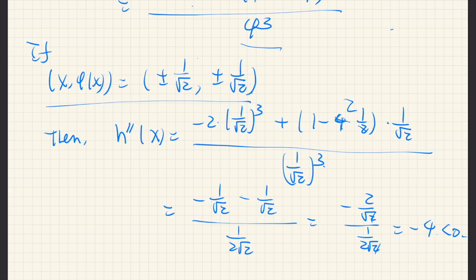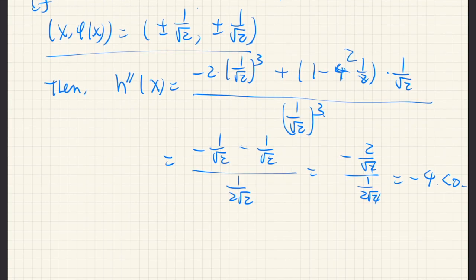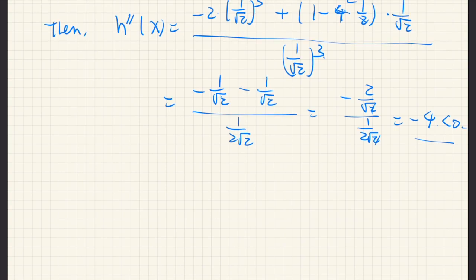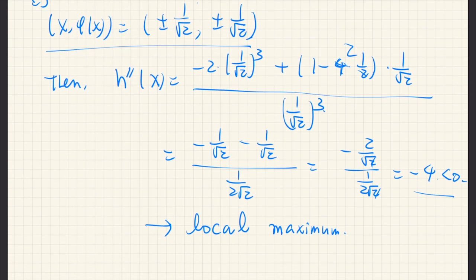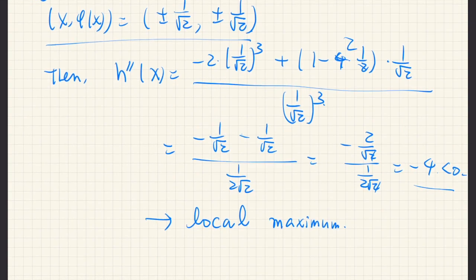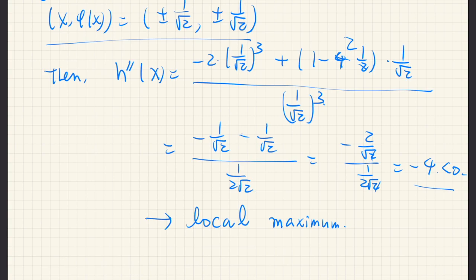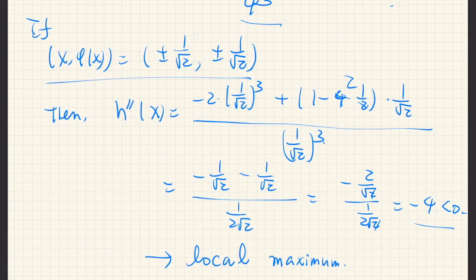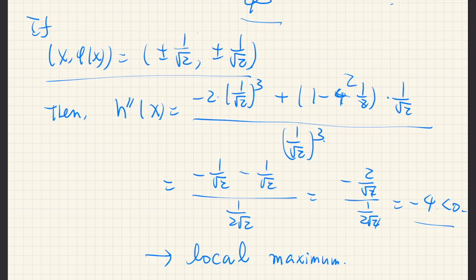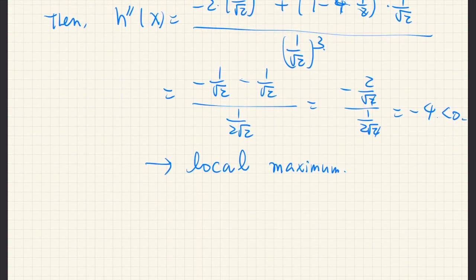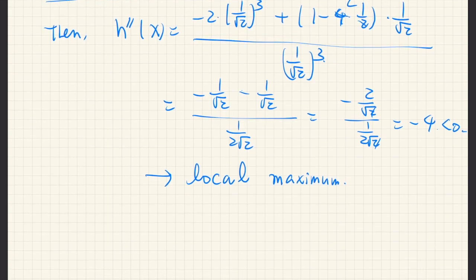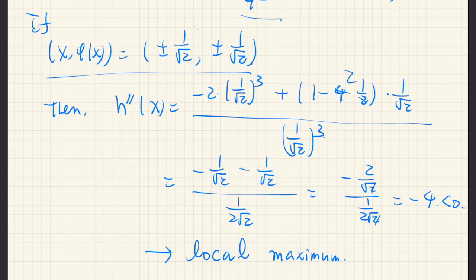That is negative. Okay, so the second derivative being negative means this is a local, what is it, maximum or minimum? It's maximum. Okay, so this is the case for positive 1 over square root of 2 and positive 1 over square root of 2. But if you do the same thing for negative 1 over square root of 2 and negative 1 over square root of 2, then you still get the same result. That is negative 4. So for these points, by the way, this corresponds to, which one was it?